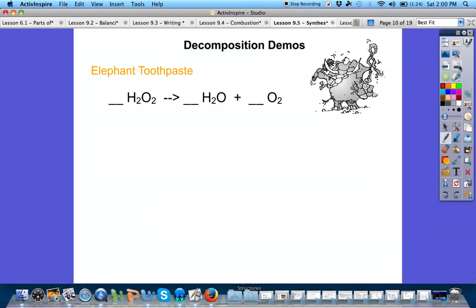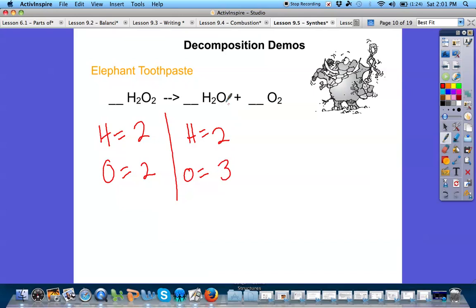So the first demo that we're going to look at is elephant toothpaste. The reaction for this is when hydrogen peroxide decomposes, it's going to form water and oxygen gas. So we're going to count the number of atoms on each side. We have 2 hydrogen, 2 oxygen in our reactants. In our products, we have 2 hydrogen and 3 oxygen.